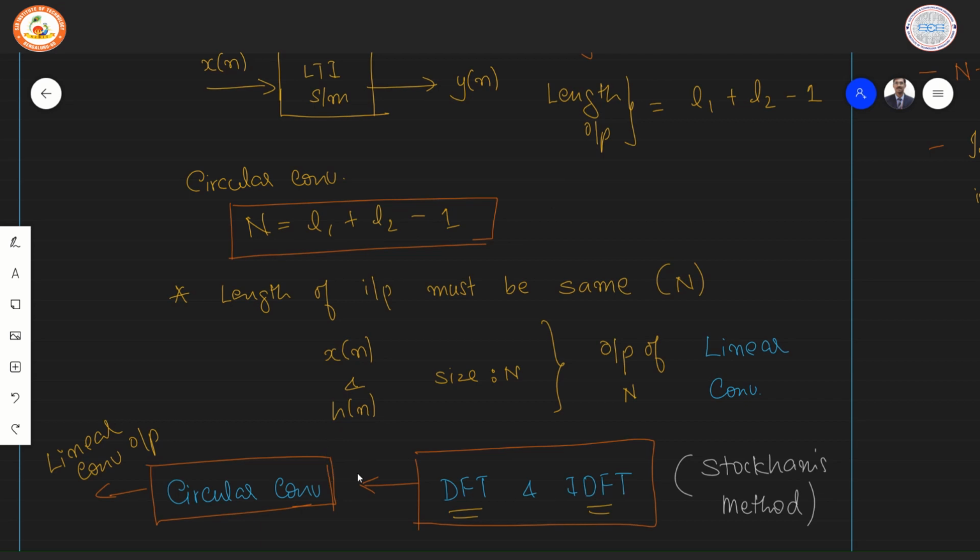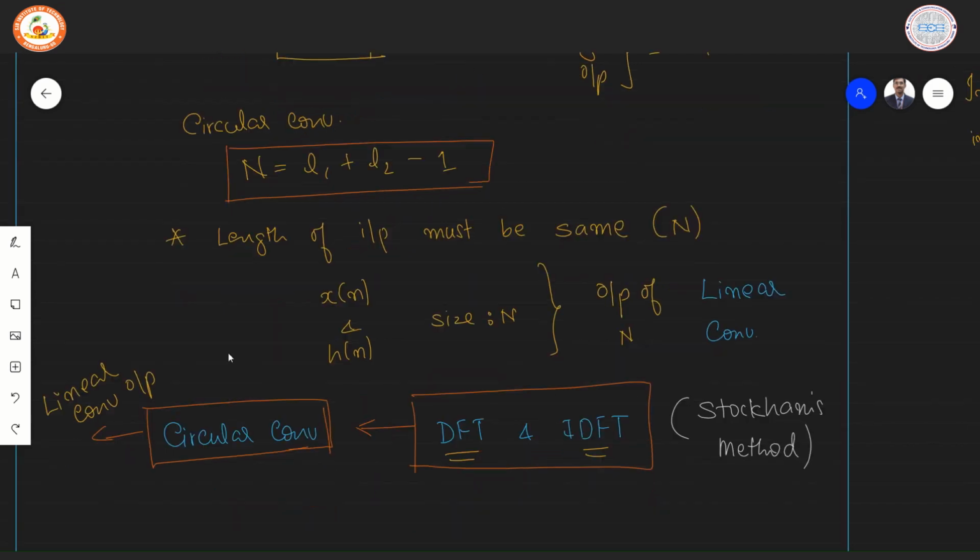Circular convolution can be implemented to generate the answer in a more efficient way if we involve the DFT and IDFT, which we have learned in the previous module as the Stockham's method or the frequency domain method of calculating circular convolution. We are involving the DFT and IDFT in calculation of circular convolution. In turn, it is producing the answer which corresponds to linear convolution. This method is called as fast convolution because it makes use of DFT and IDFT to generate the answer faster.